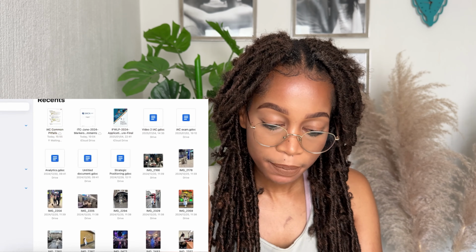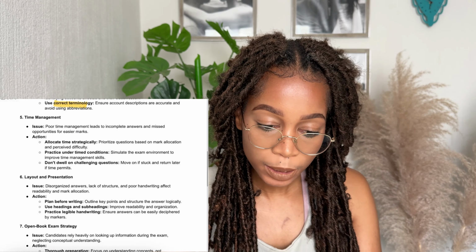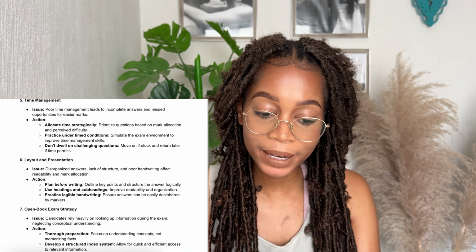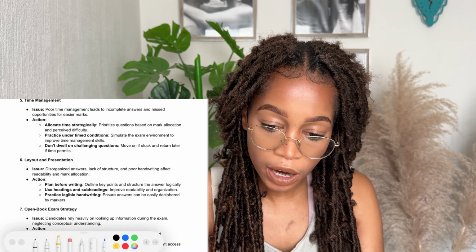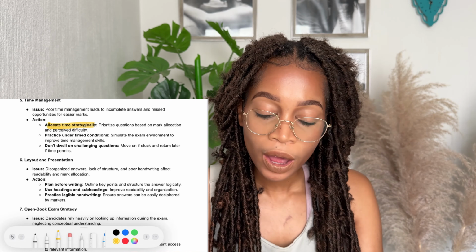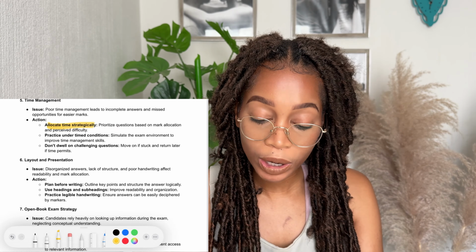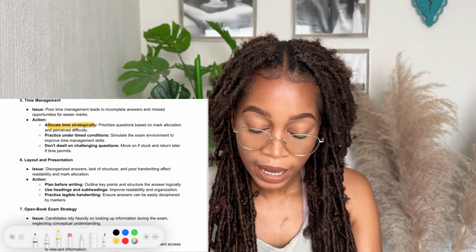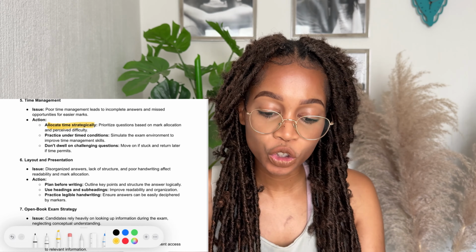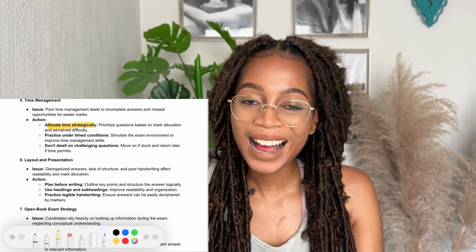The aspect of time management, I have actually stressed quite a lot. I'm not even going to labor that much. I'm specifically going to talk about how you can overcome it. So make sure that you allocate time strategically. So 1.5 minutes per mark. Am I saying that correctly? Yes, 1.5 minutes per mark, making sure that even if you perceive difficulty on one question, attempt.